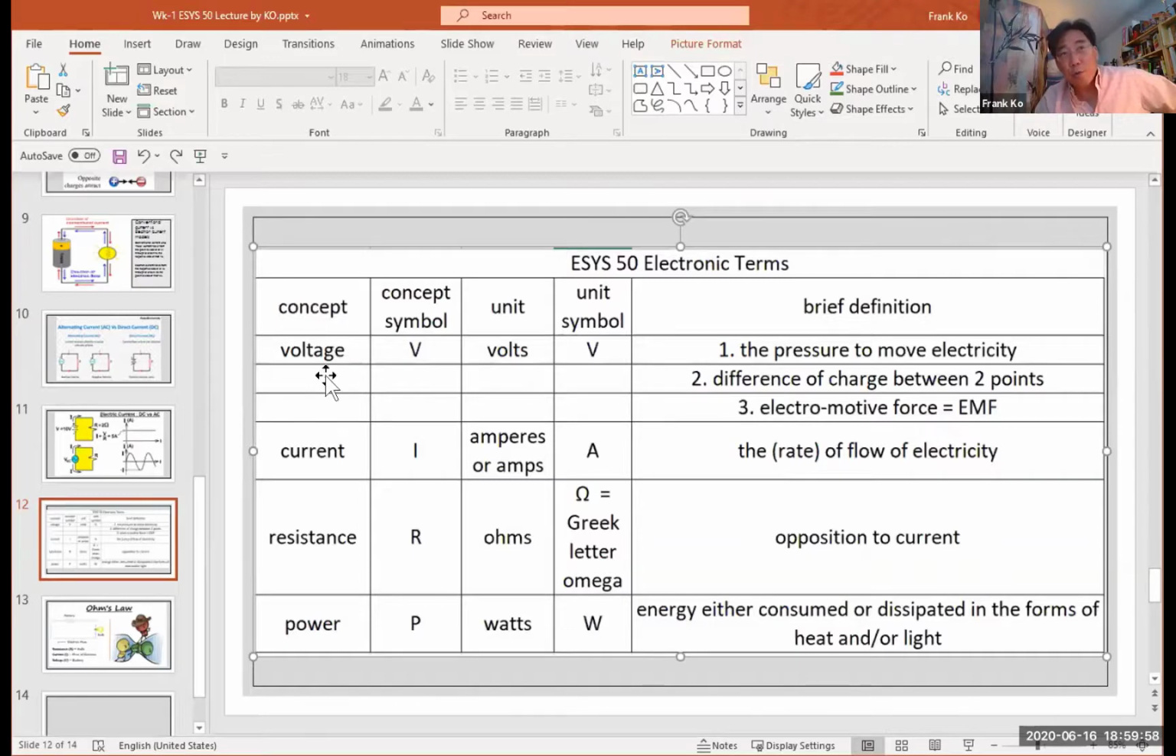So the concept called voltage is represented by a symbol. That symbol is a capital V. A lowercase v means AC voltage. Capital V is typically what's used for DC, or just generally for all voltage. What is the unit of voltage? Voltage is measured in units of volts. So when you are asked how much voltage is in the wall, you typically say, PG&E says it's 120 volts, with an S at the end. And the symbol for the unit is also a capital V. How do we define voltage?